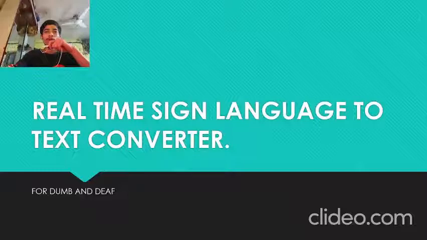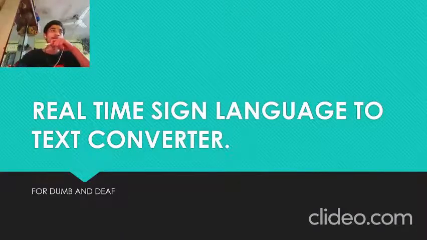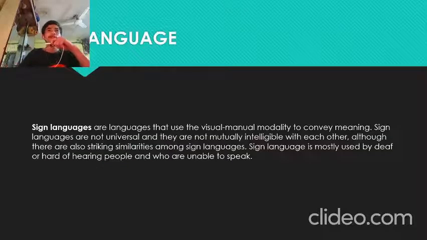Hello, my name is Srihari Yonkar and our team is Matrix. So our project is a real-time sign language to text converter. Sign languages are basically the languages used by deaf and dumb people who can't hear or speak, to express their thoughts. It contains different types of hand signs.